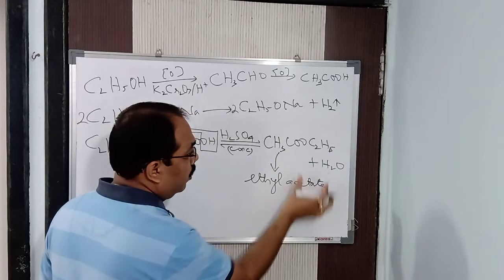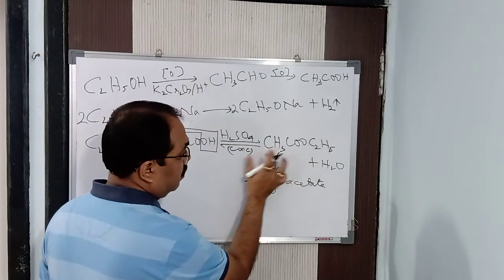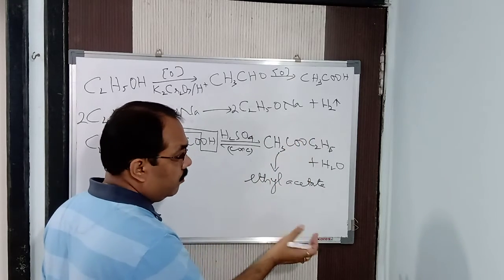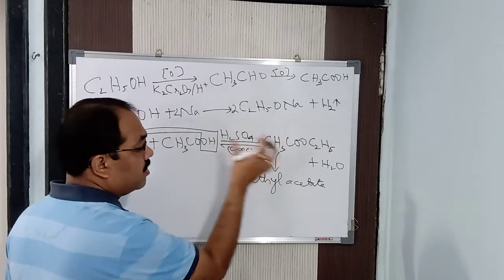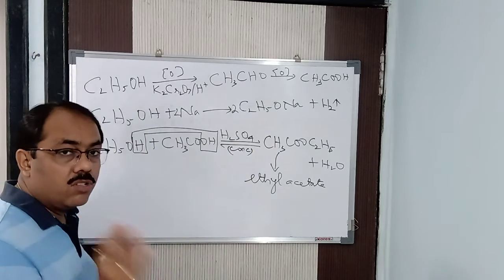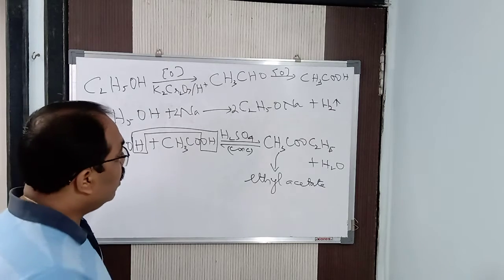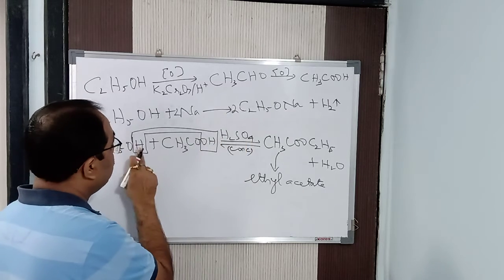And the IUPAC name will be ethyl ethanoate. Two carbon, ethyl ethanoate. We can say that is the IUPAC name, and the common name is ethyl acetate. It's an ester with a fruity, good smell. This is also a test for alcohols. Here, concentrated sulfuric acid is taken as a dehydrating agent.